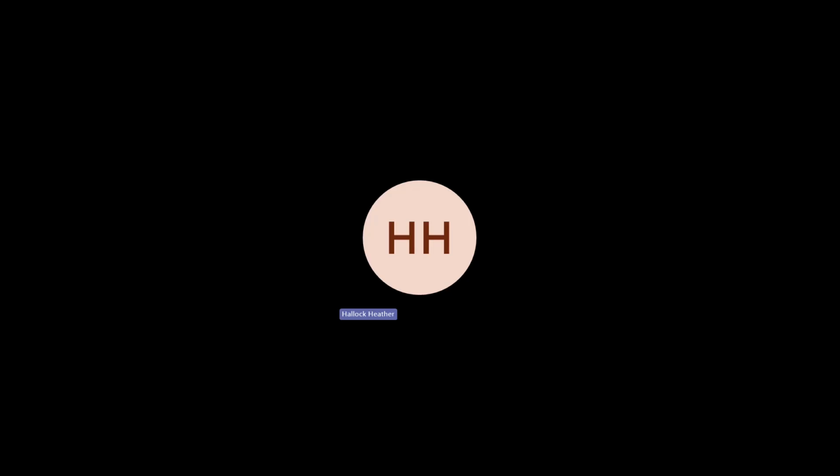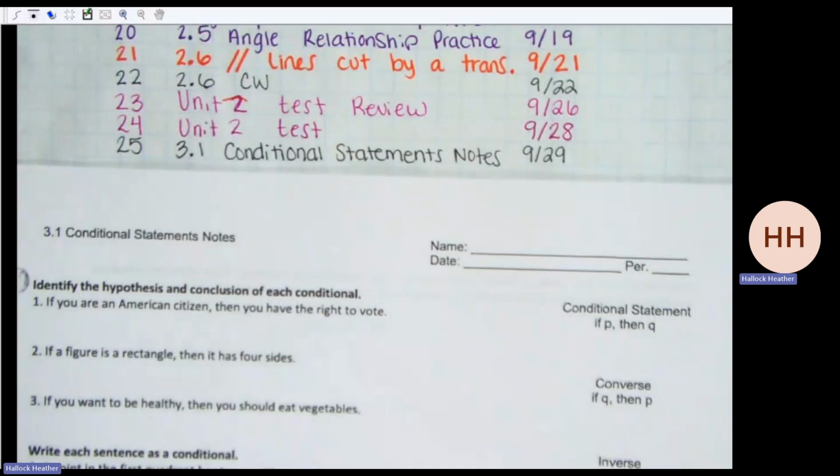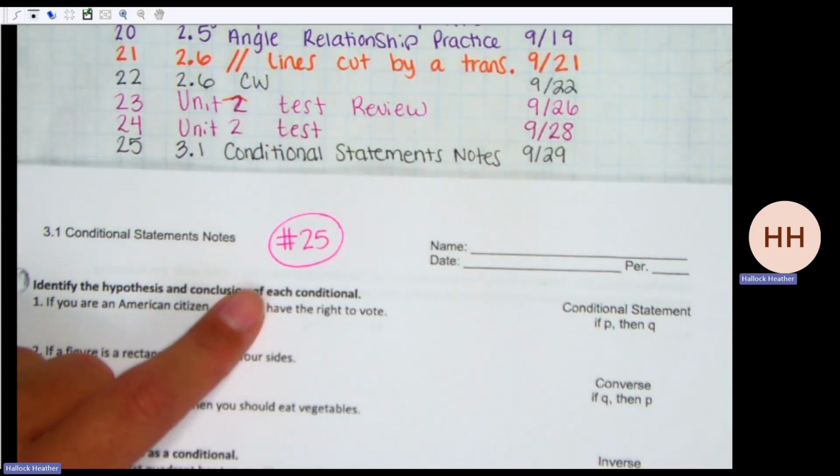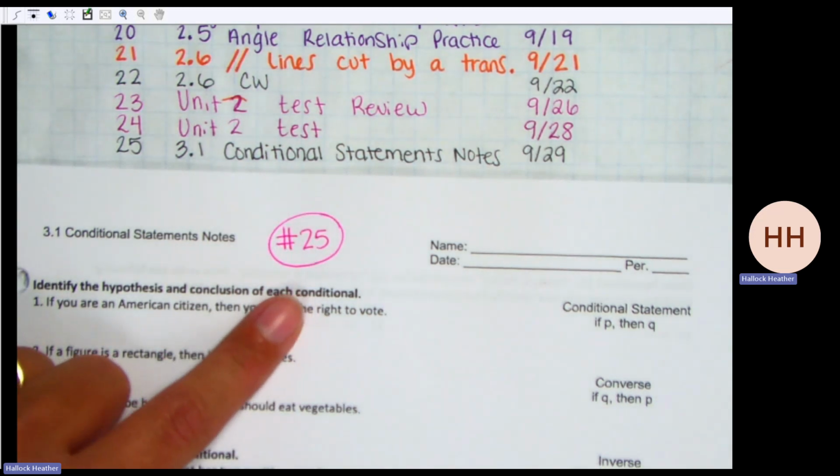This is 3.1 conditional statements. So number 25. We just had a notebook check. Your notebook checks are not supposed to take you time to organize. You're just supposed to put it in your notebook. Everything has a number, okay? So this is number 25. Put your name on it.